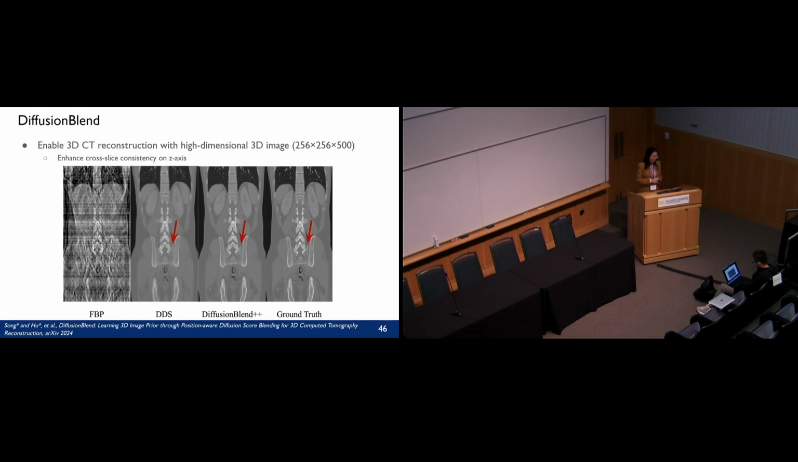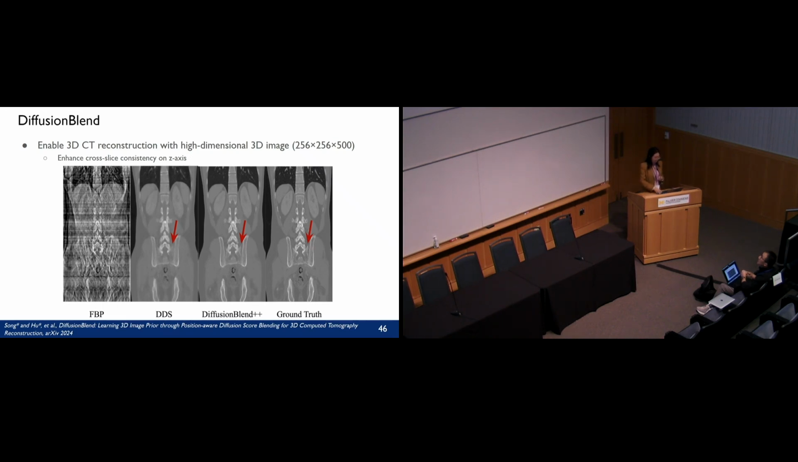Here I am showing the coronal views of a human body for 3D CT images with very high dimension, 256 times 500. As you can see, in the previous state-of-the-art results, which we call DDS, even though it can get pretty good quality in the XY axis in the axial view, it is very hard to get consistency over the z-axis. If we use our diffusion blend algorithm, we can really see consistency over the z-axis because we have this learning approach with the cross-slice dependency during training, and also the position encoding.